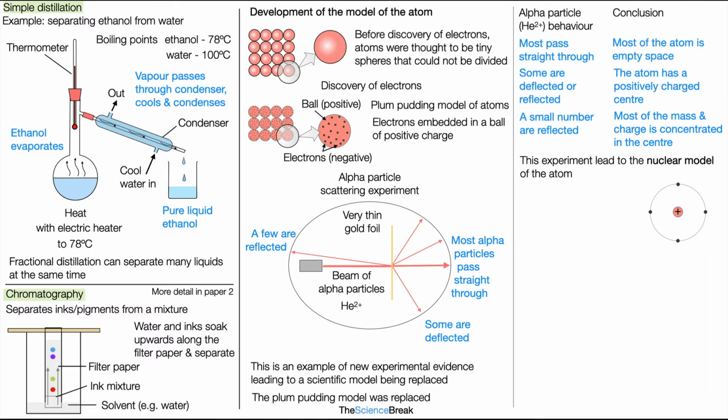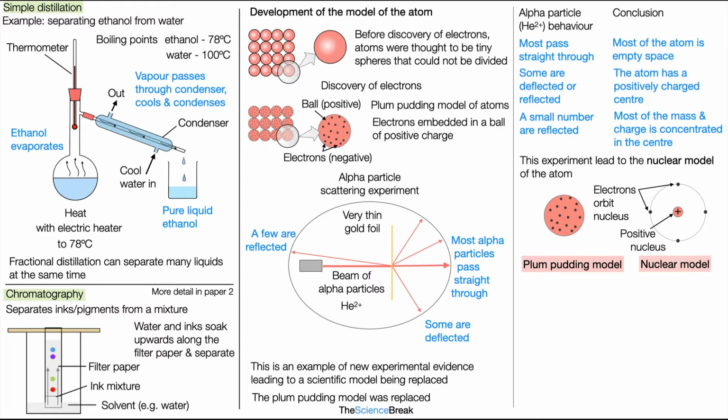The nuclear model was a bit more like this. There is a positively charged nucleus and electrons orbit that nucleus. There's your positive nucleus in that diagram. If we compare that to the plum pudding model, which is something we do have to be able to do, we can see that the plum pudding model is all solid with no empty space, whereas the nuclear model is mostly empty space.